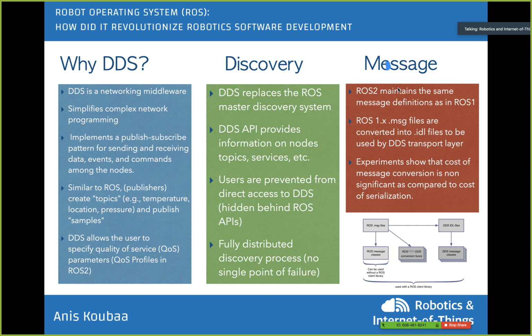And it defines messages. ROS 2 messages maintain the same message definition as ROS 1, but they need to be converted into a message format that is understood by the DDS transport layer. And this is what we call serialization. And it has been proven that the serialization is not costly in terms of execution time.